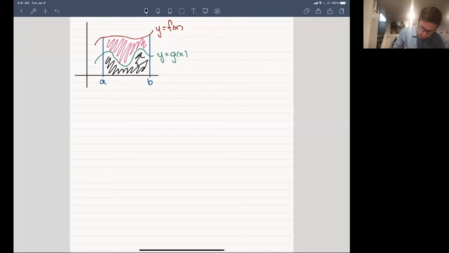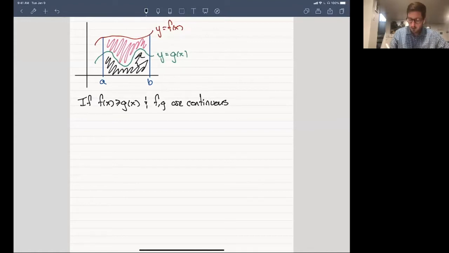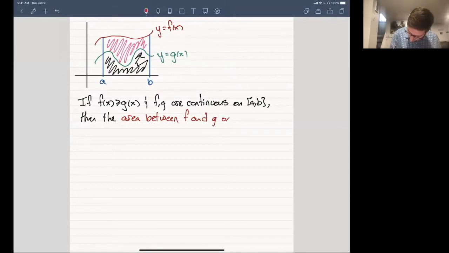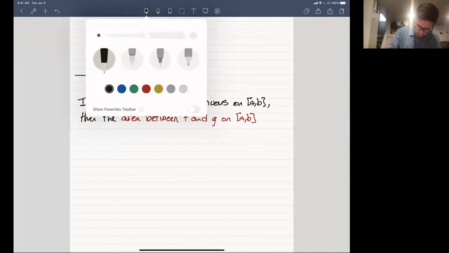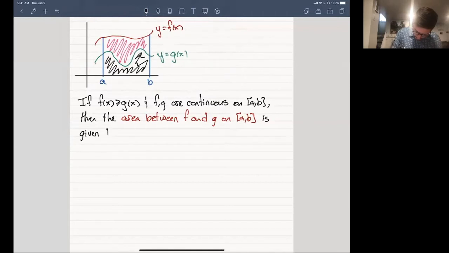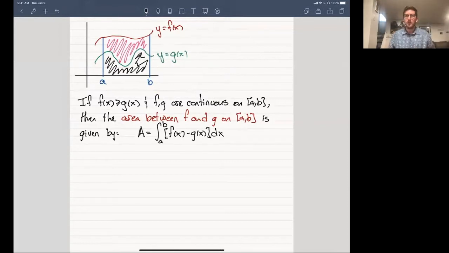So we can write this explicitly. We can say that if f of x is bigger than or equal to g of x, and f and g are continuous on a, b, both of these hold true on the entire interval, then, let's emphasize this, the area between f and g on a, b is given by the definite integral of f of x minus g of x, all integrated over a to b.